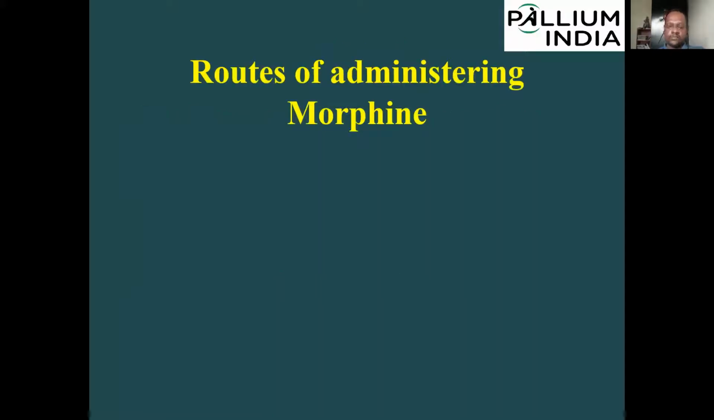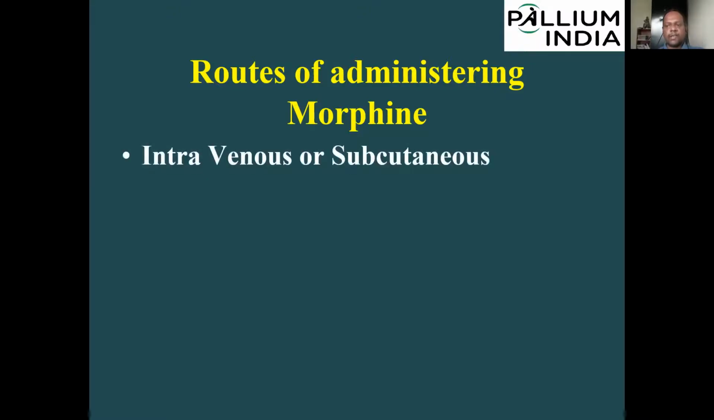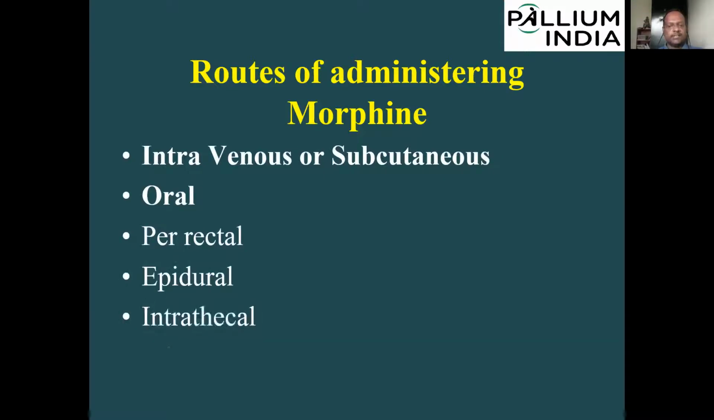Okay, so we can look at what are the routes through which you can give morphine. So intravenous or subcutaneous, which usually needs the help of a nurse. But if you teach the caregiver, then subcutaneous morphine can be administered at home. And oral, that's the most common route. Morphine can also be administered perrectally, epidural and intrathecal. So in this patient, you can actually administer morphine perrectally. So that is the cheapest option.